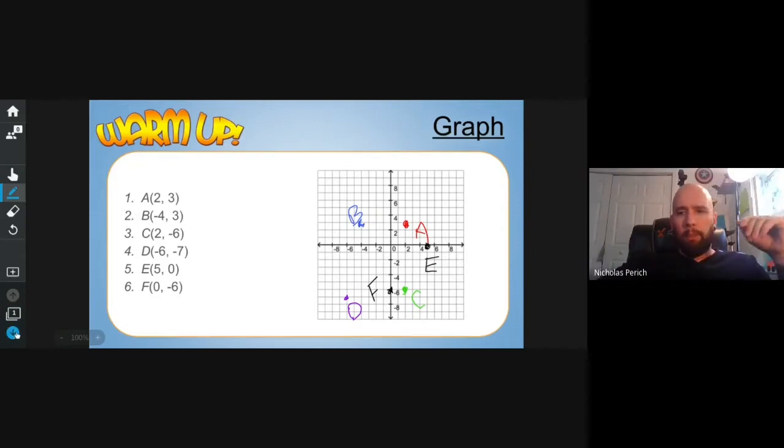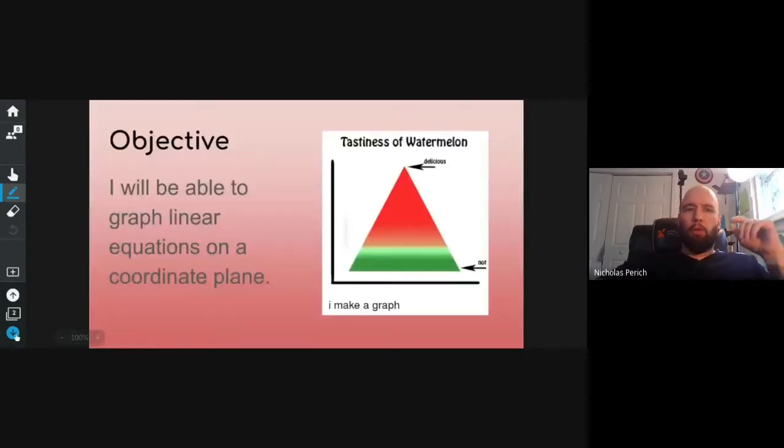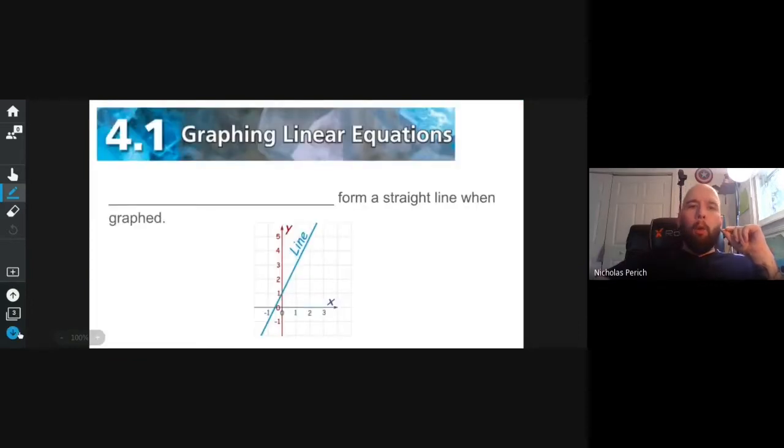Also, F is for friends who do stuff together, and there's other letters I heard. F is for friends who do stuff together. I will be able to graph linear equations on a coordinate plane. I make a graph. Ha ha ha ha ha.